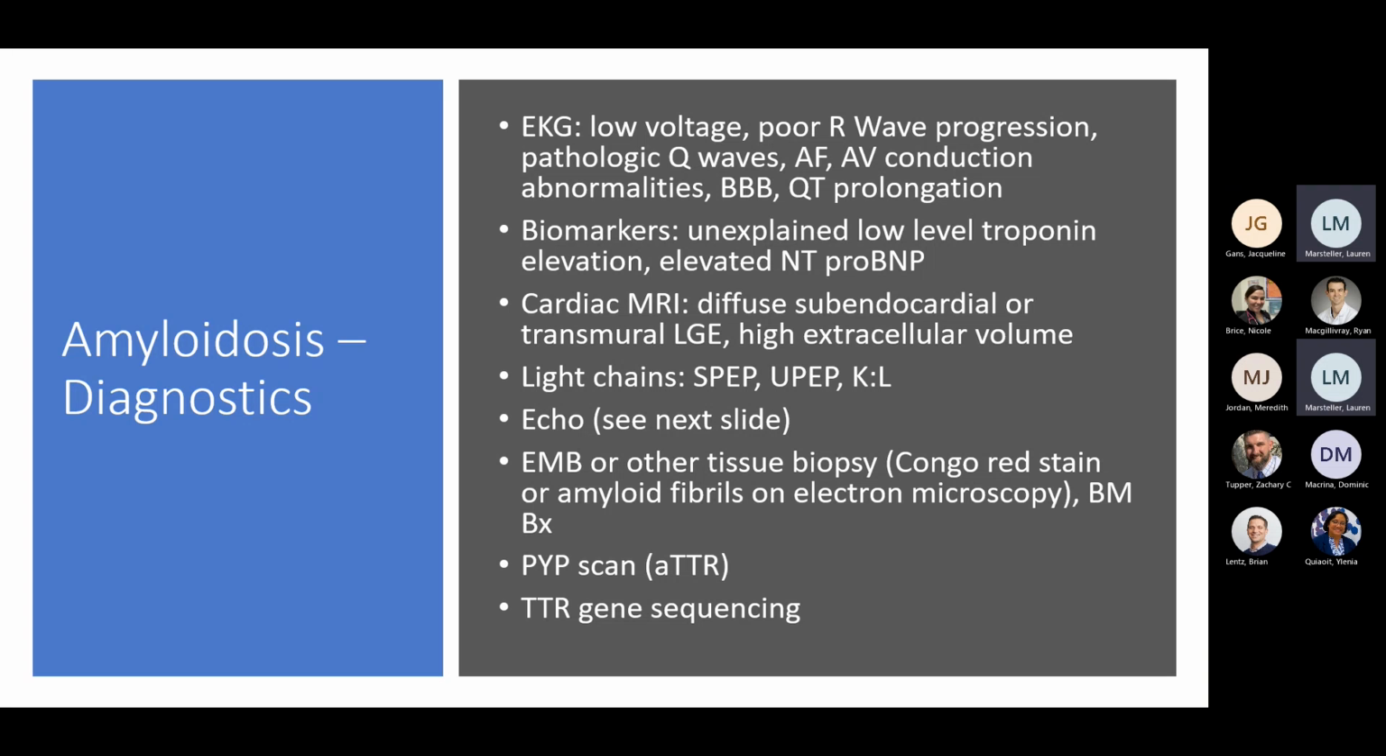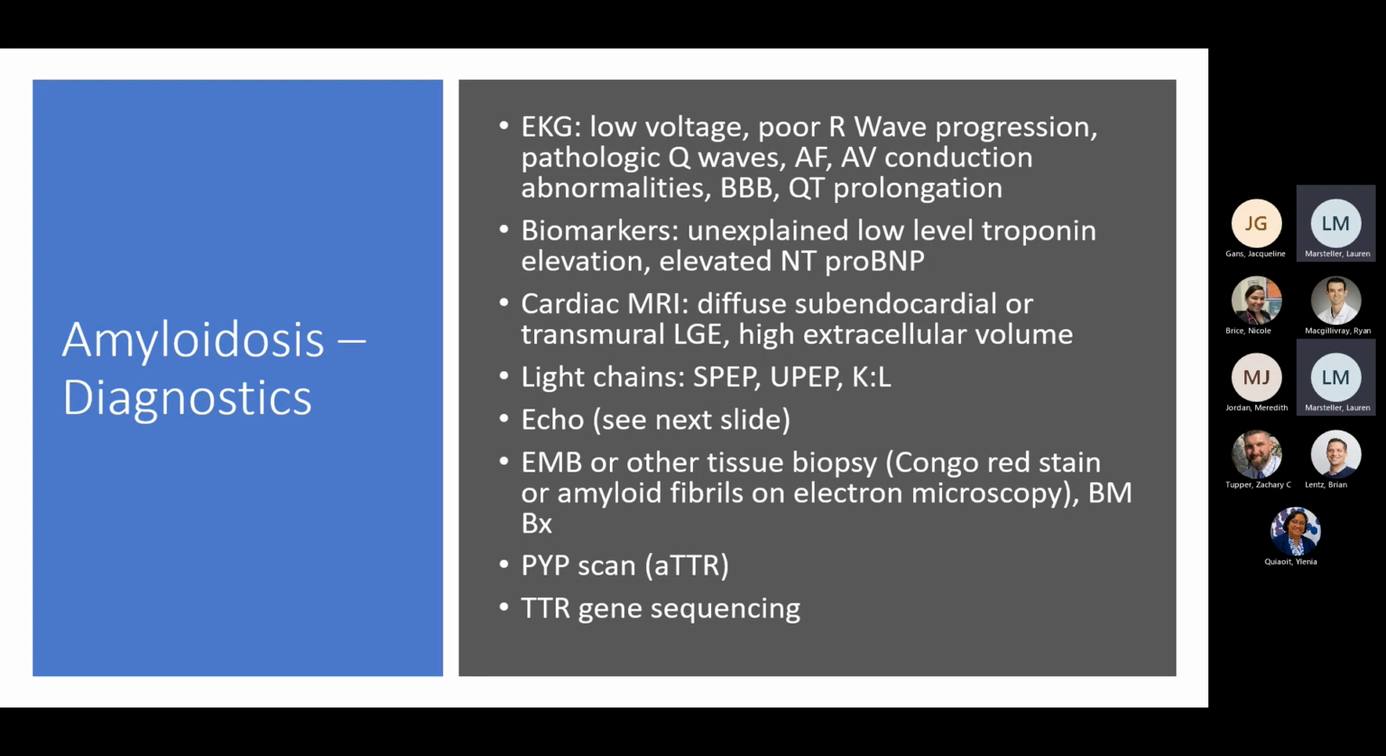Blood work might reveal a low level troponin, or they could have an elevated NT-proBNP. Our patients oftentimes undergo cardiac MRI, especially as we're trying to figure out the cause of their non-ischemic cardiomyopathy. And what you might see for a patient with amyloid is this diffuse subendocardial or transmural LGE, or late gadolinium enhancement. That's a marker of inflammation or infiltration. And then the various patterns of LGE help point to a diagnosis.